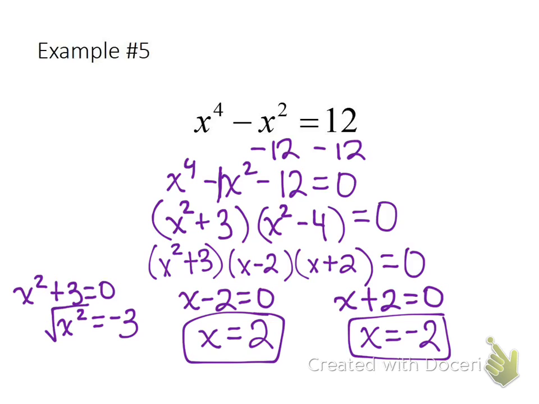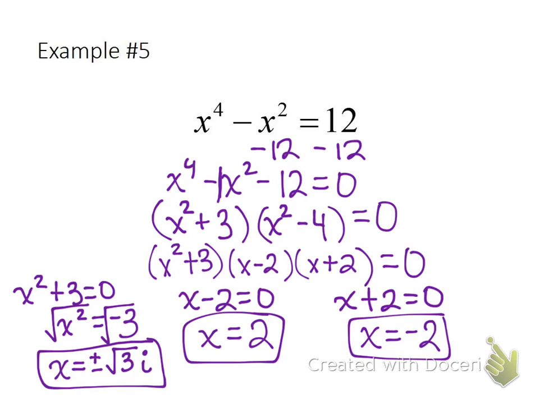What do we notice about this problem? We've got a negative under the radical. So that means our answer includes an i. Okay, so x is equal to square root of 3 i. But when we take the square root, we get a positive answer and we get a negative answer. So we put a plus minus out in front. Box it in. That represents the rest of our answers.